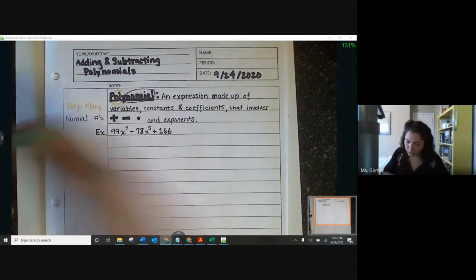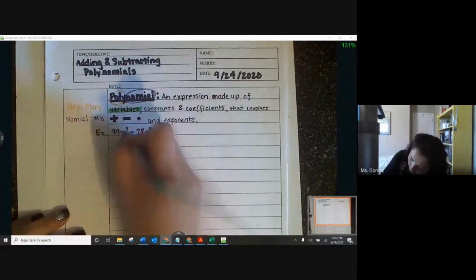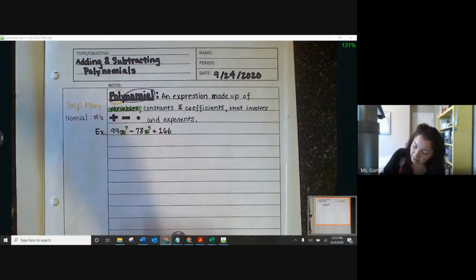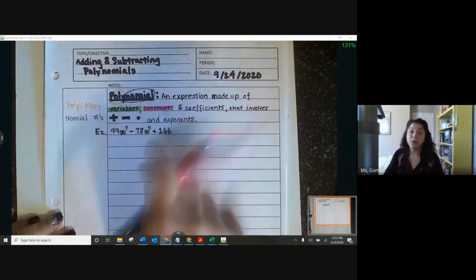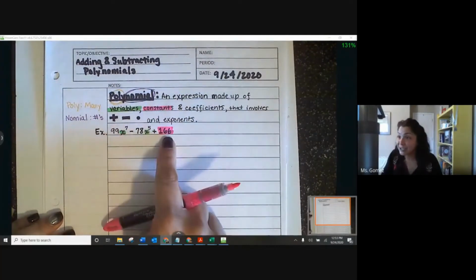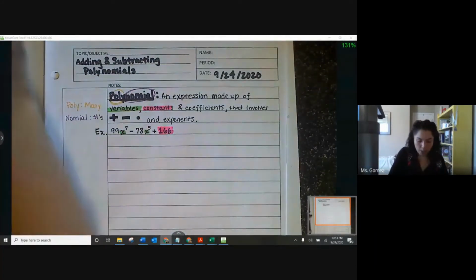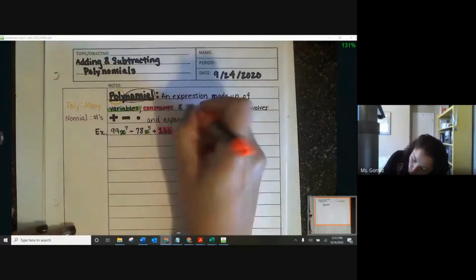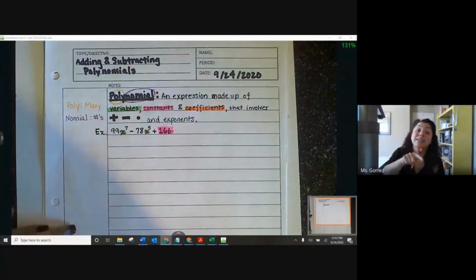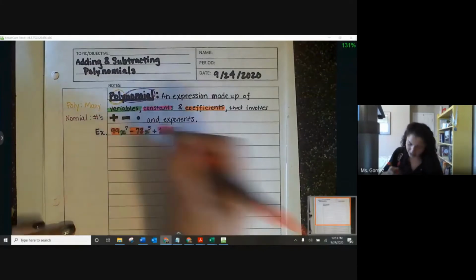All right. So we have variables right here. We also have constants. Now, in case you don't remember, constants are numbers that are not attached to variables. They have no letters attached to them. Tan solo, okay? We have coefficients. Now, coefficients are numbers in front of variables, like 99 or negative 78.